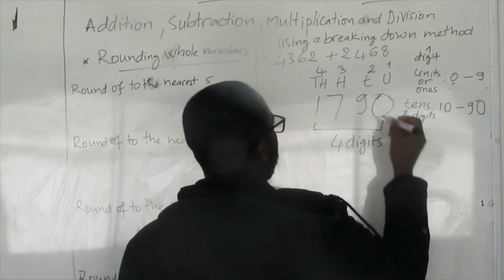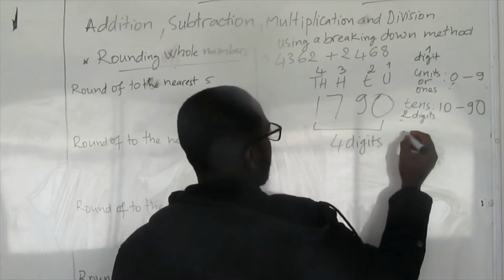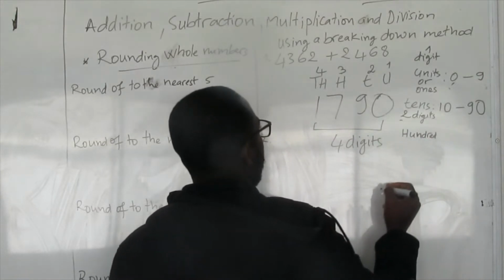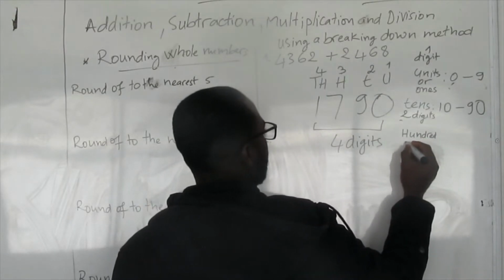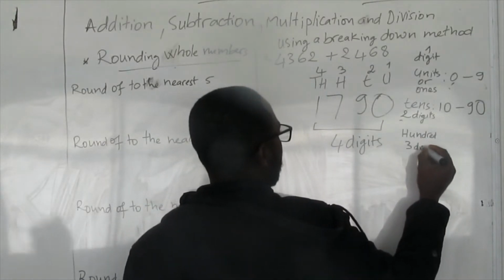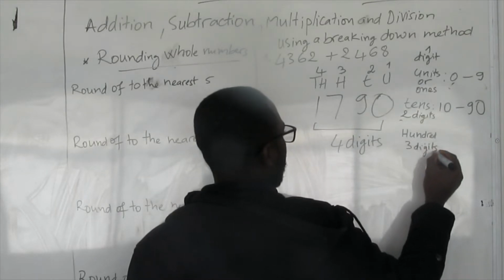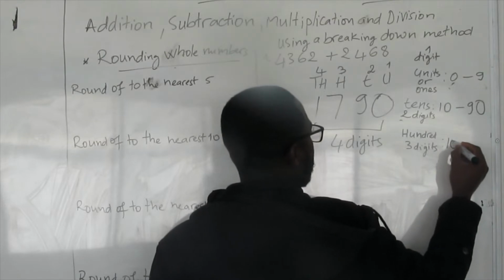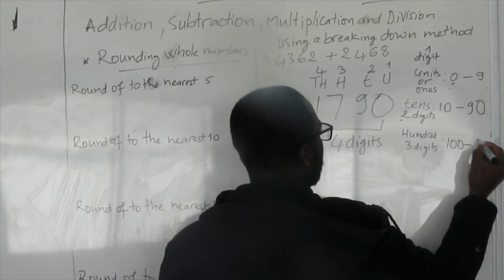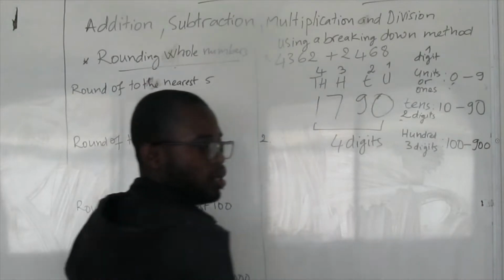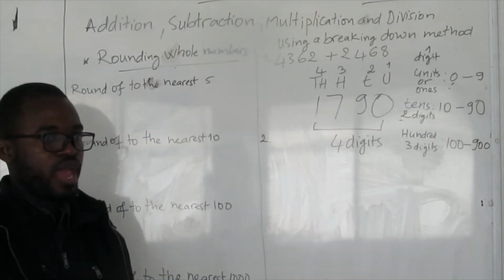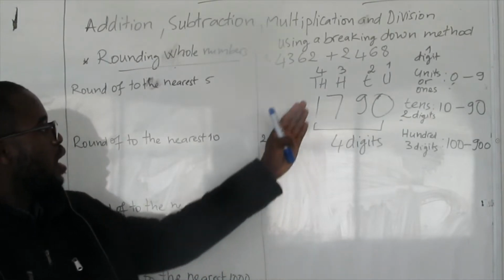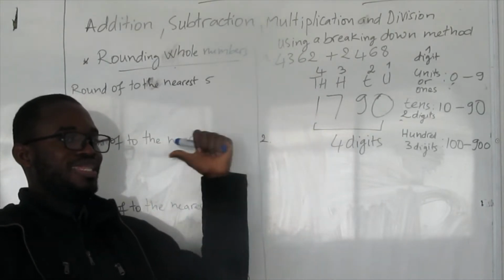Now, for position 3, what is it? 100. So our 100, how many digits? 3 digits. Then from 100 up to 900. You understand? Because if you add 100 again, it's going to be 1,000. You no longer buy the 100th one. You go to the 1,000.